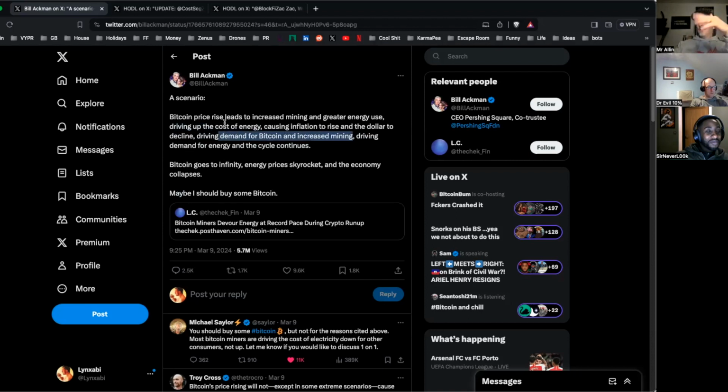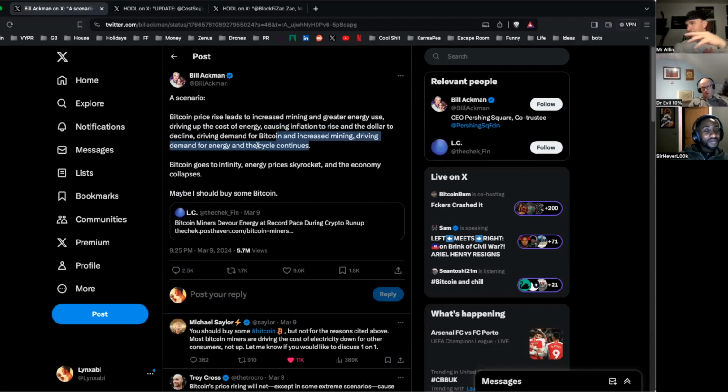Driving demand for Bitcoin, increased mining. Well, you've already missed, like the last three steps have been wrong, so now you're just totally wrong. Driving demand for, and he's like, this is like a cycle. It's like, no, this cycle is not driven by the forces that you have just articulated, right? Bitcoin's demand for energy is so small, that market dynamic cannot be forced by Bitcoin mining going up or down. It's too small to matter.